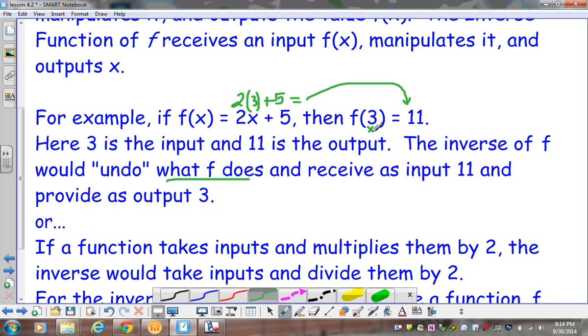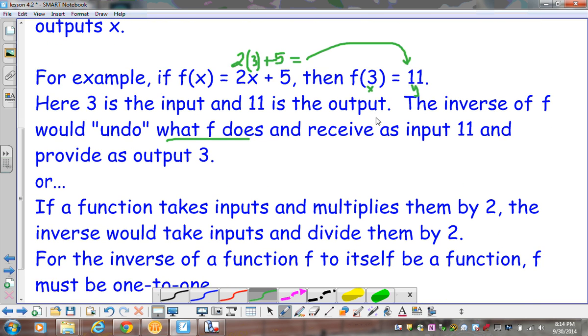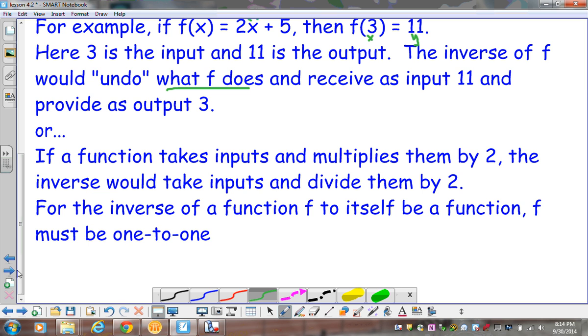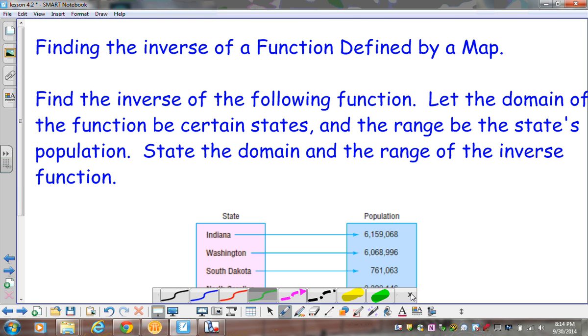3 was your original x, 11 was your y. You would be taking those and flipping them. So 3 was your input, 11 was your output. Now if you flip those, 11 would be your input, 3 would be your output. So you're just flipping your x and y. All right? So let's look at an example down here.